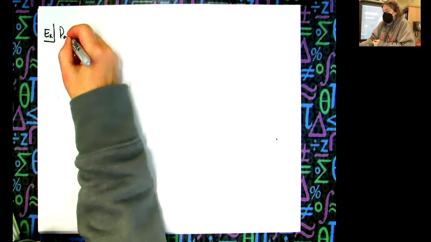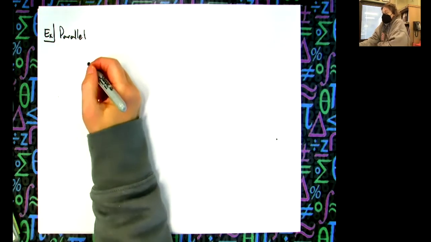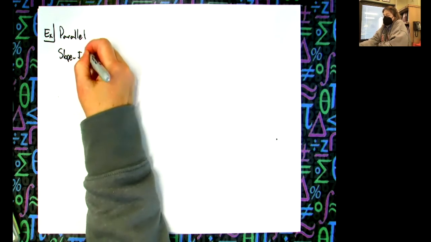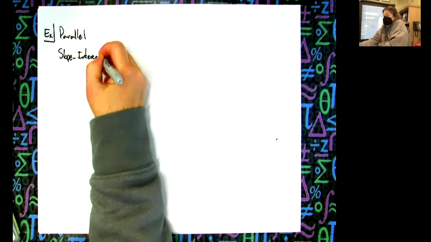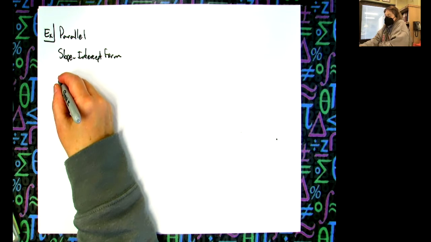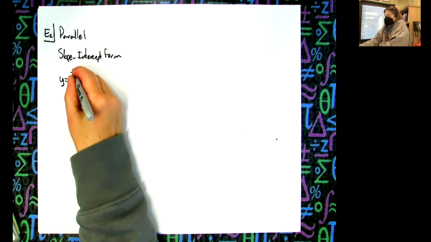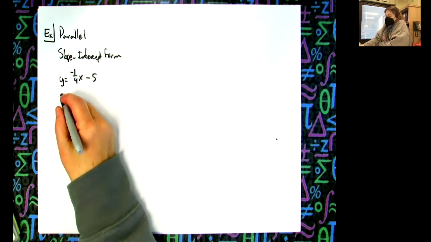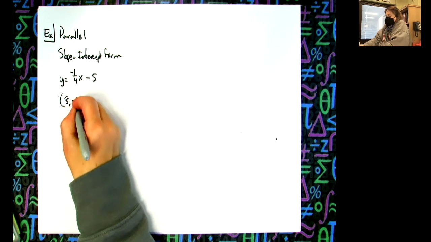All right, so let's do parallel again. And let's say we want the answer in slope-intercept form when I'm done. So answer will be in slope-intercept form. I want it to be parallel. All right, and I want it to be parallel to, let's do this, y equals -1/4 x minus 5. And let's say it goes through the point 8, -2.